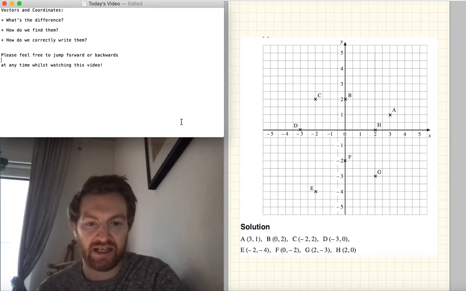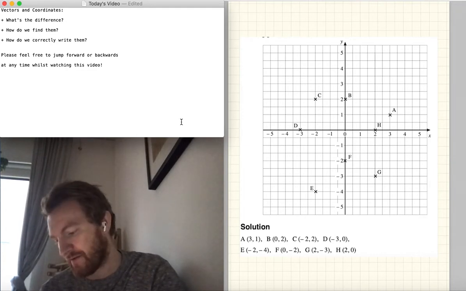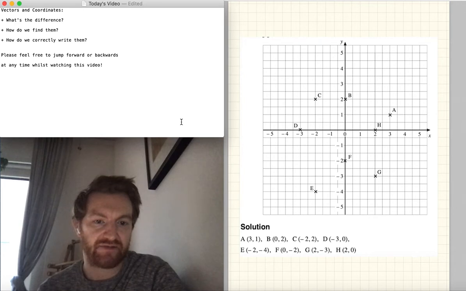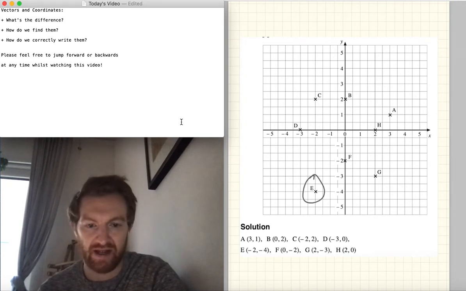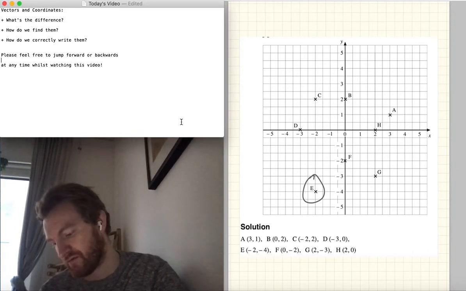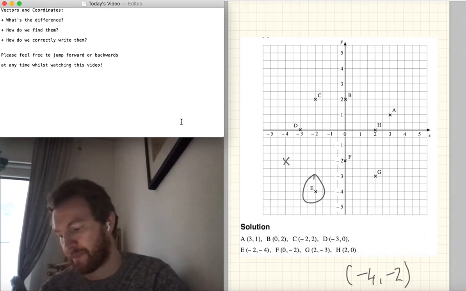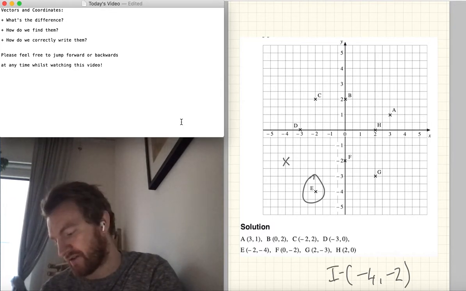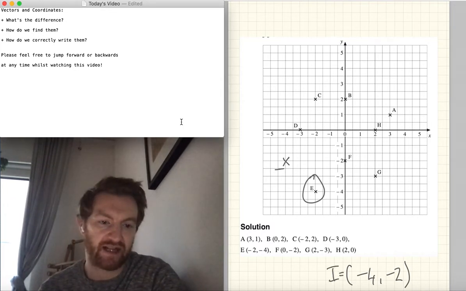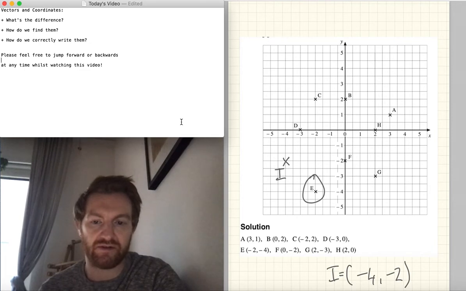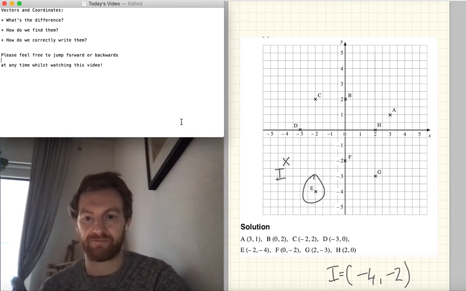So you can see, don't forget, be careful with your negatives and positives. So for example, E here, we can see is -2 and -4, not the other way around. If I was to say -4, -2, which would be the other way around, that would of course be here. Okay, so let's call that point I, and that would be over here. So do be careful with the positives and negatives and making sure that you do things in the right order.